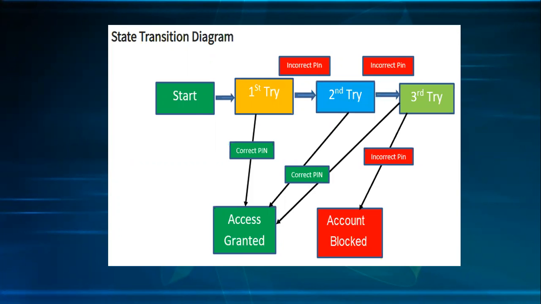Fantastic. So let's say again, I start again. For my first try, I had an incorrect PIN. My second try, I had an incorrect PIN. Oh, in my third try, oh, that's the combination. I remember now. Correct PIN. I'll be granted access. In a nutshell, this is how the state transition technique is used.